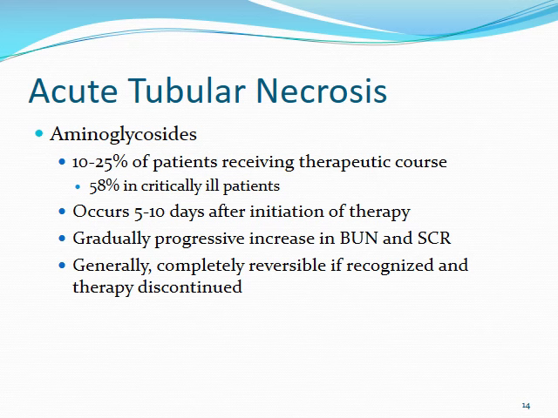So aminoglycosides themselves, we can see some degree of acute kidney injury in 10 to 25% of patients receiving a therapeutic course. Obviously, if you have a very sick, critically ill patient, that's going to go up, especially since they're already more likely to be hypoperfused anyway, and are at bigger risk for developing kidney damage. Typically, it's not going to occur immediately, but you may see it pop up a week into therapy, or 5 to 10 days or so after initiation.